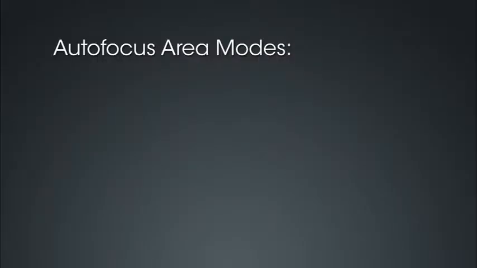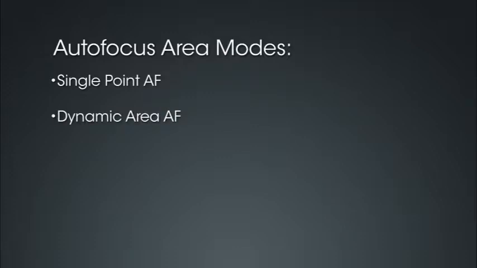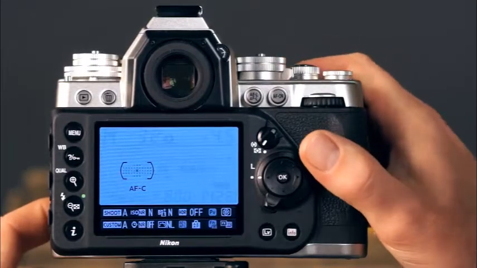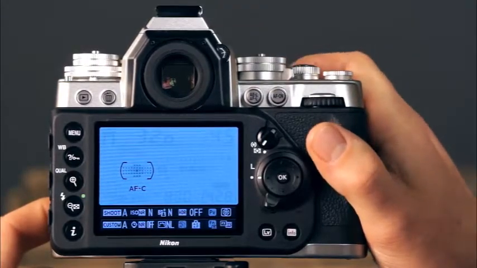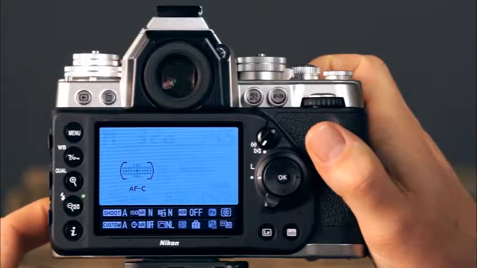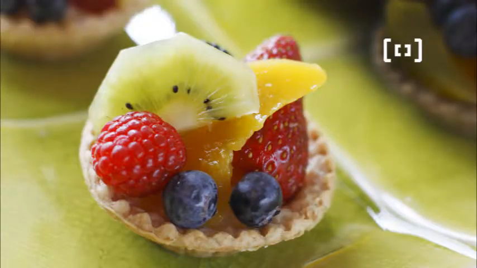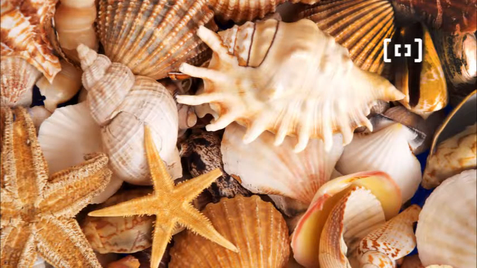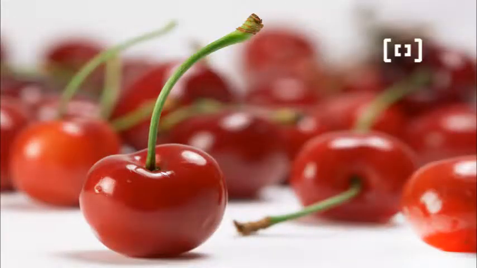There are four basic autofocus area modes: single point AF, dynamic area AF, 3D tracking, and auto area AF. To choose the AF area mode, press and hold the AF mode button while rotating the sub command dial. The AF area mode will be displayed on the information display. The first autofocus area mode is single point AF. In this autofocus area mode, you will manually select the exact focus point you'd like the camera to use for focus. This autofocus area mode is great for stationary subjects.